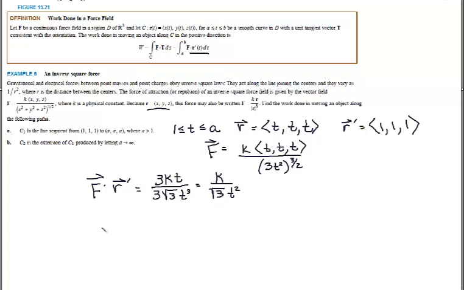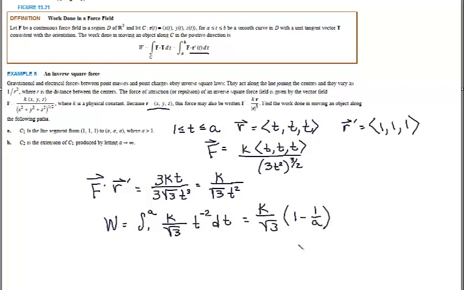So when we substitute and get that dot product, we can now say that the work for this is going to be equal to, from 1 to a, our starting to ending point, of k cube root of 3, and that's going to be t to the minus 2 dt. That way I can integrate it a little easier. Notice that that is down here in the bottom, and after integrating that you will get k over square root of 3 and 1 minus 1 over a. So that would be our final answer for our a portion.